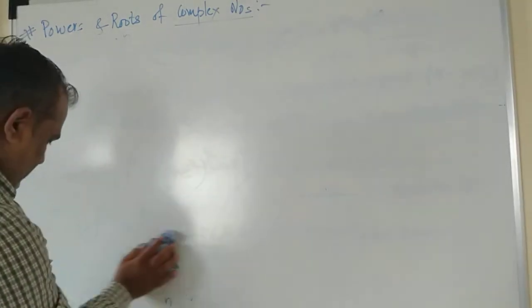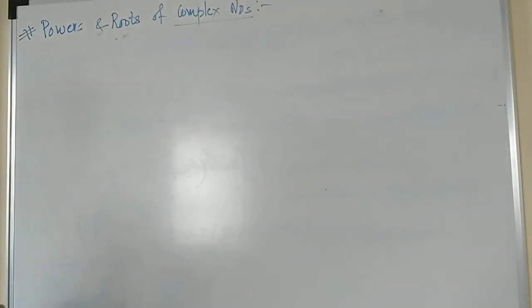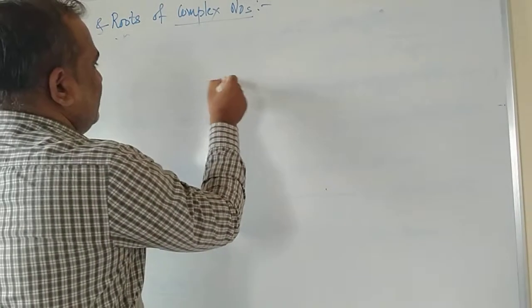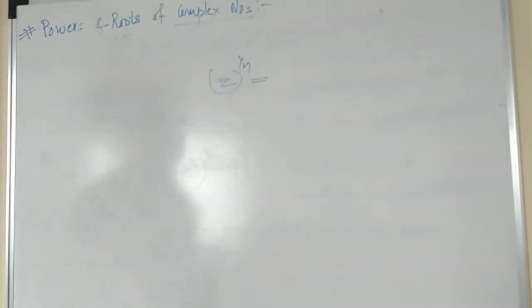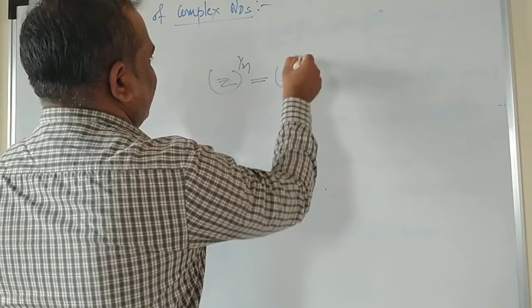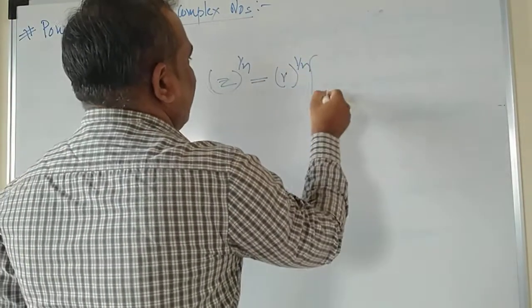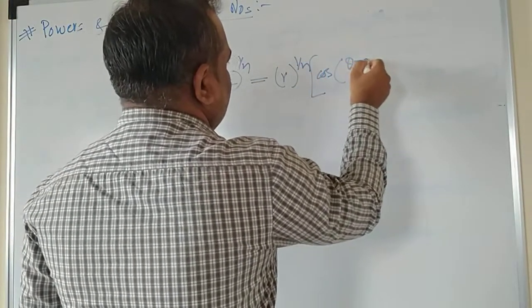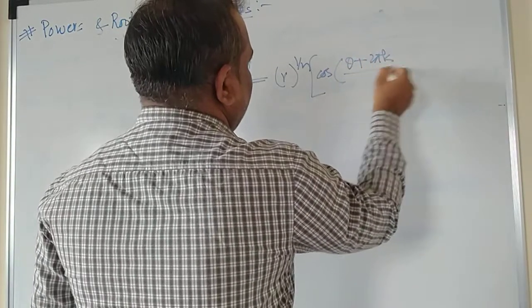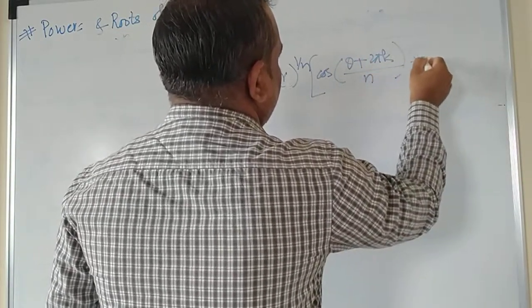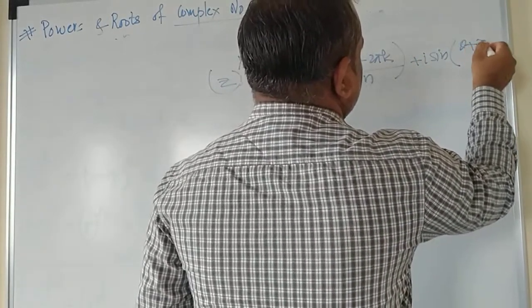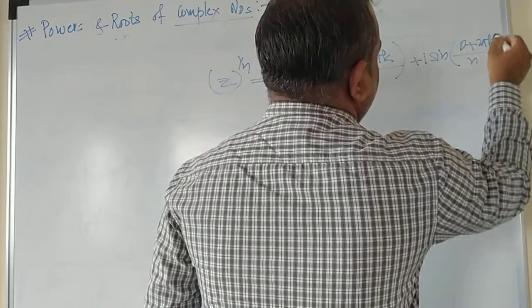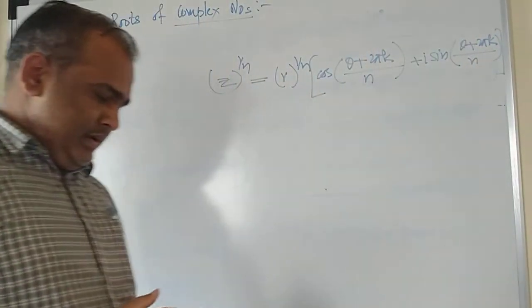Right? So let me write this z raised to power 1 by n here, because I don't know whether the lower part of the board is visible to you or not. So let me write it again. So this is r raised to power 1 by n into bracket cos of theta plus 2 pi k by n plus i times sin of theta plus 2 pi k by n, right?